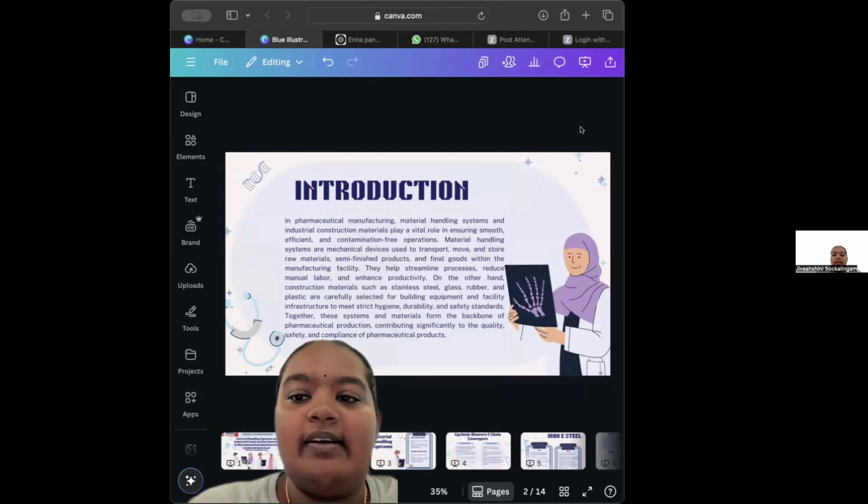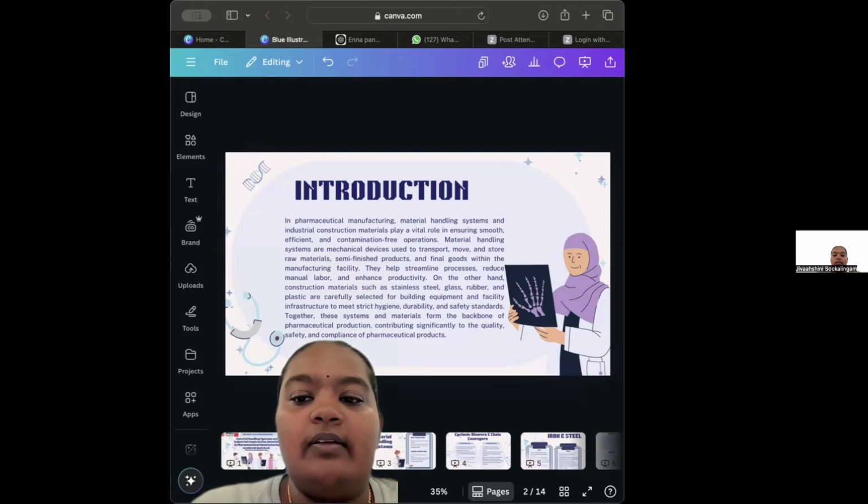It's about material handling systems and construction materials. So let's begin by understanding what material handling systems are. They are mechanical or automated devices used to transport, move, or store material inside a manufacturing unit in the pharmaceutical industry, where strict hygiene and precision are required. Material handling systems help reduce contamination, minimize manual errors, and improve overall process efficiency. They ensure that raw materials and final products are handled properly throughout the production cycle.